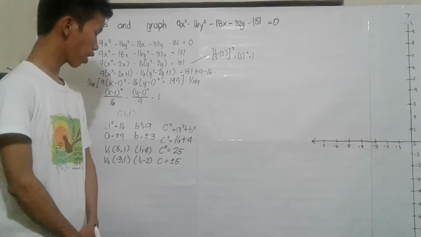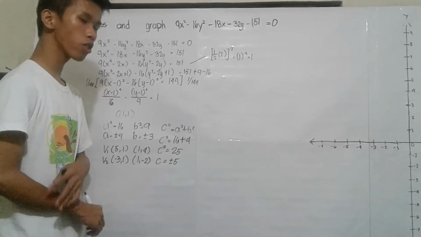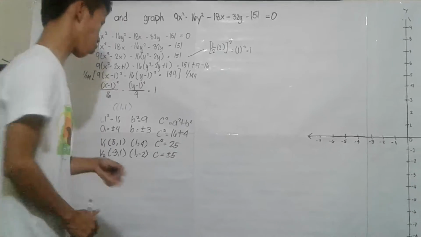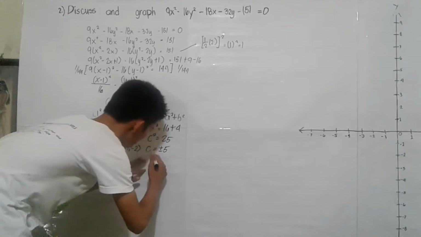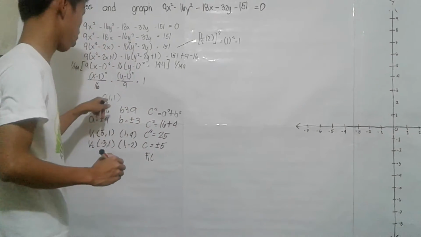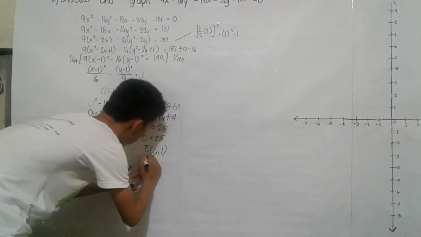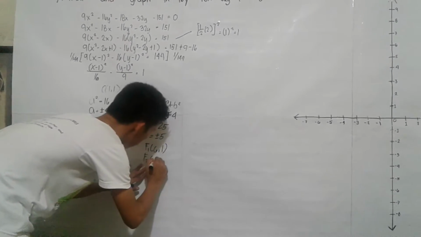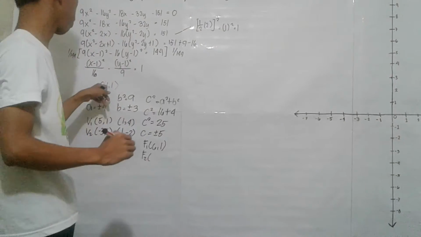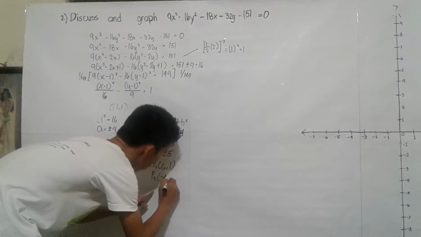So let's find out the value of our points of our foci. So 2 foci. So our foci 1 is 5 plus 1 is 6 and 1, and our foci 2 is 5 minus 1 is negative 4 and 1.